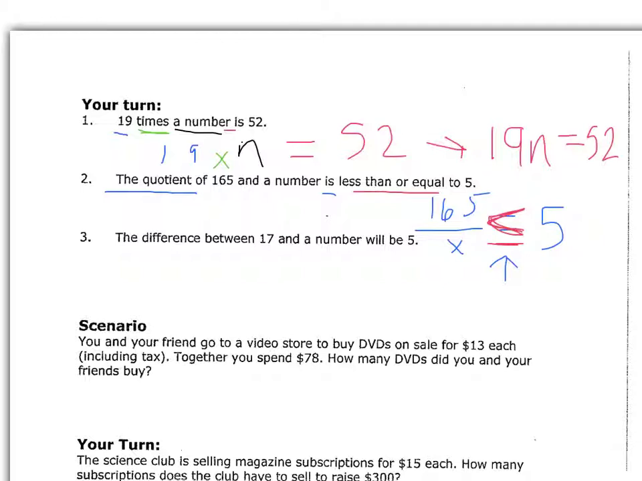Okay, last one: the difference between 17 and a number will be 5. So we have 17, and difference means subtraction. So the difference between 17 and some variable, we'll call it m this time. And it says "will be," which is another word for equals. And we know that all that equals 5. So here are just 3 more examples where you can practice your math terms and be able to translate a sentence into a mathematical expression.